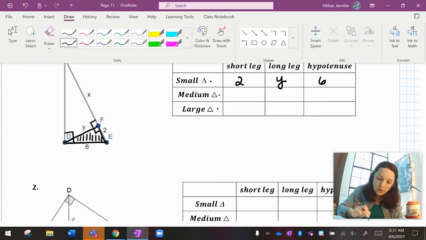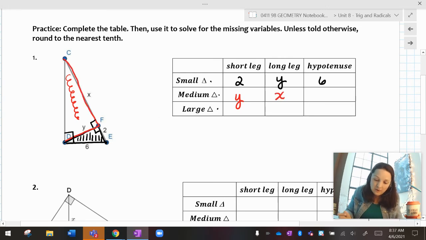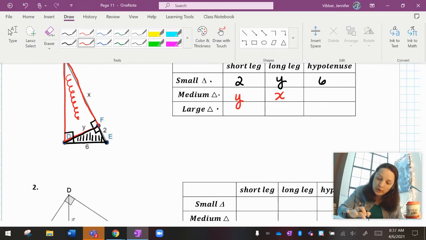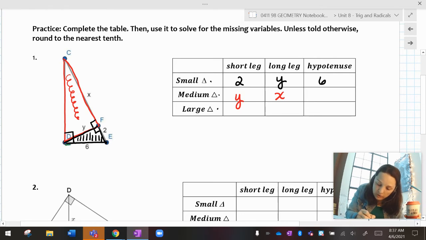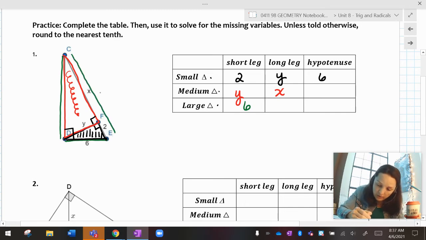In the medium triangle, I'll do that in red. In this medium triangle, the short leg that makes up the right angle is the y. The long leg that makes up the right angle is an x. And the hypotenuse doesn't have a marking on it, so I'm not going to put anything in the box. Inside the large triangle, which is the whole thing, the short leg is 6. The long leg is not marked. And the hypotenuse, which is this whole thing right here, would be x plus 2.